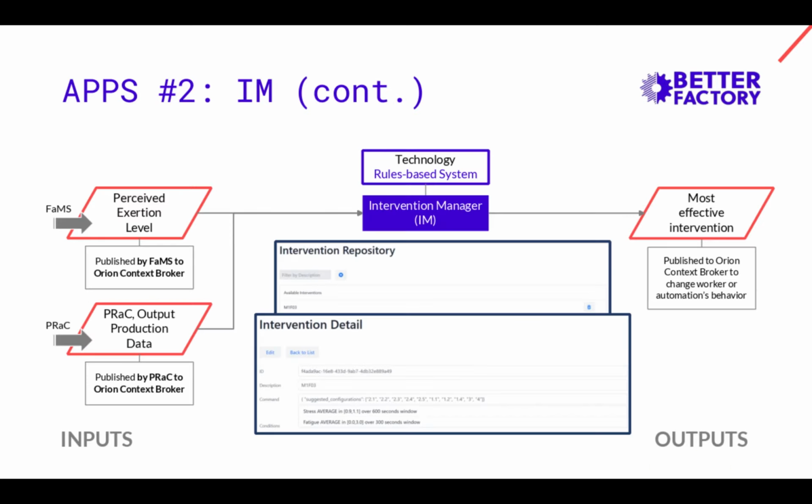By looking at the IM architecture, we observe that IM reads the inputs directly from the broker and sends back to the broker the suggested interventions. Differently from FAMS, that is a back-end service, IM has a proper user interface to define the intervention rules. We will see in a moment how to define intervention rules in IM.